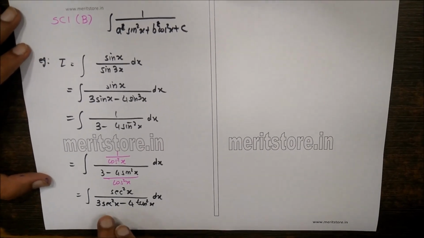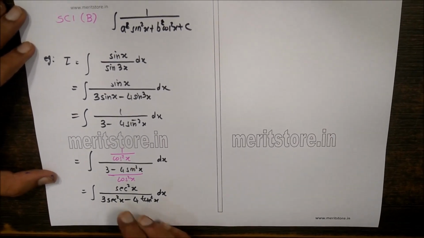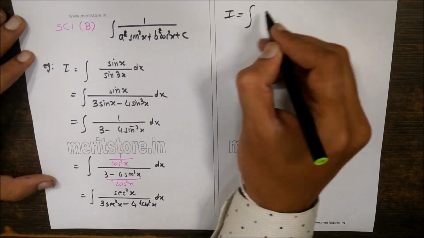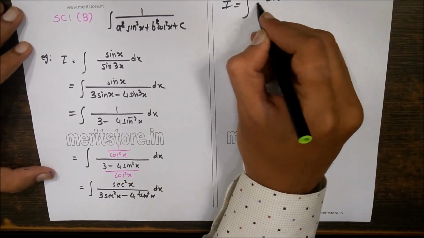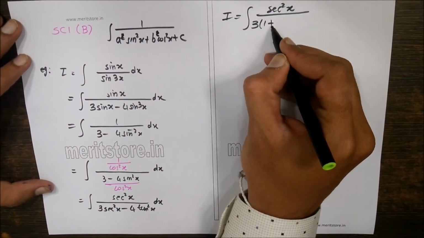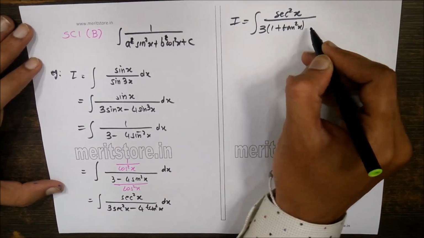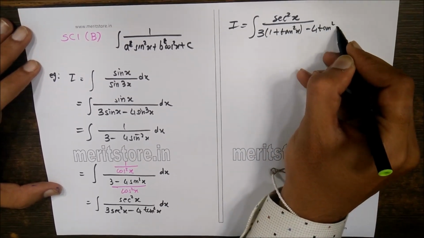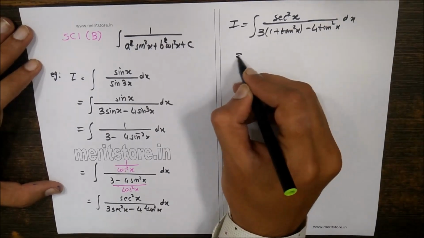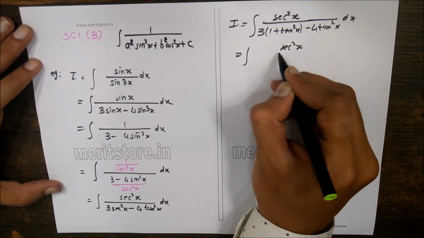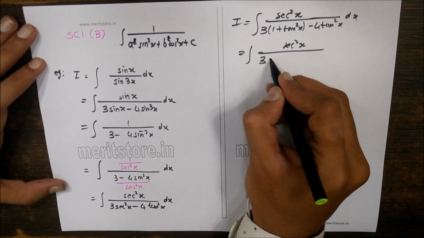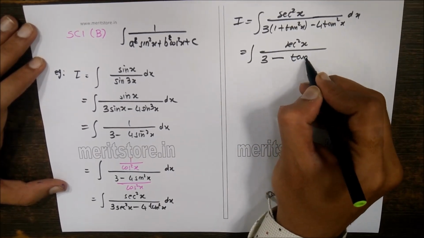Remember, there should be no term of sec square x in the denominator. So the term of sec square x, which is in the denominator, is written as 1 plus tan square x minus 4 tan square x, which on simplification will give me 3 sec square x upon 3 minus tan square x.